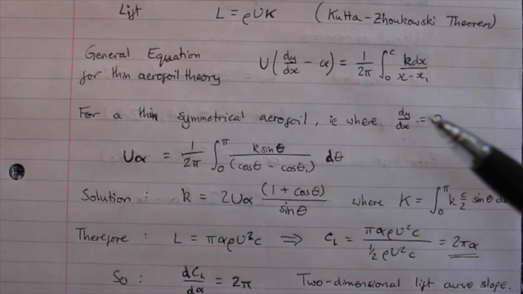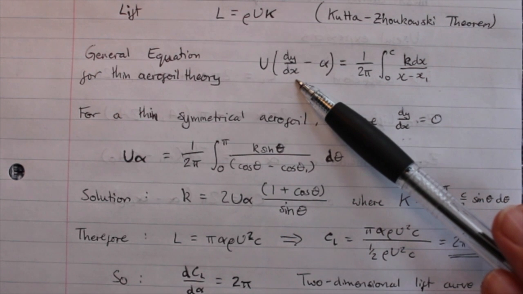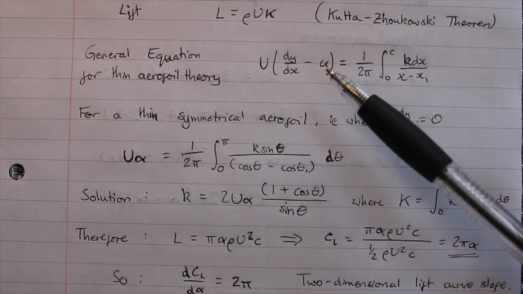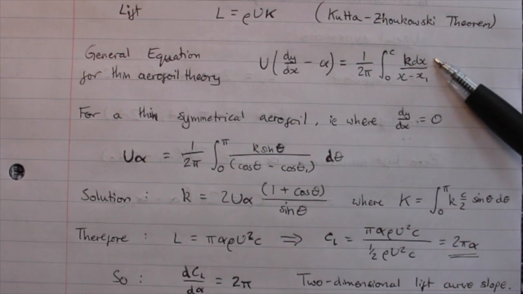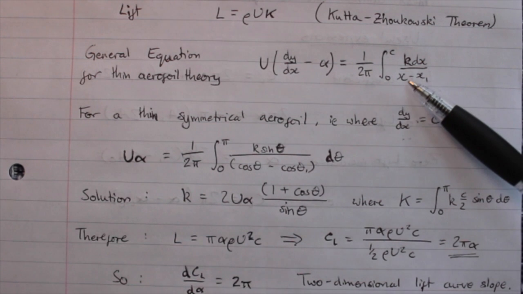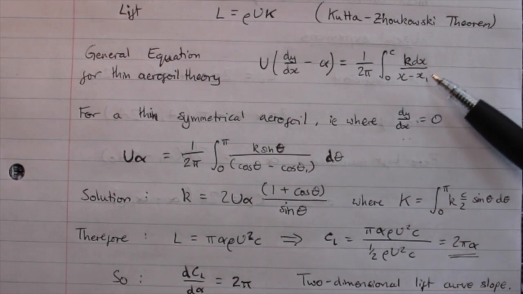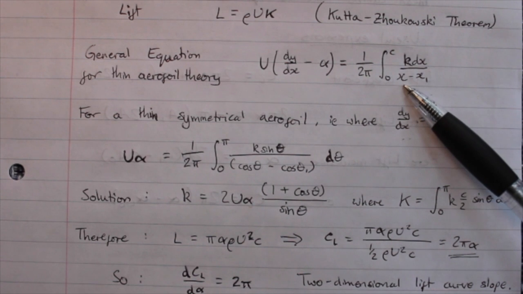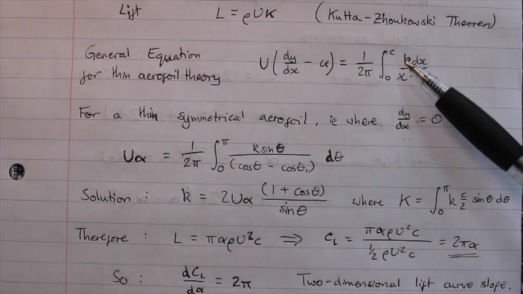The values in this equation are: u is the free stream velocity, dy by dx is the gradient of that individual point along the camber line, alpha is the overall angle of attack of the aerofoil, and in this portion of the equation, small k is the elementary circulation generated by that individual point along the aerofoil. x1 is the distance to the aerodynamic centre along the aerofoil from the leading edge, and x is the distance to the point where the elementary circulation is being generated.